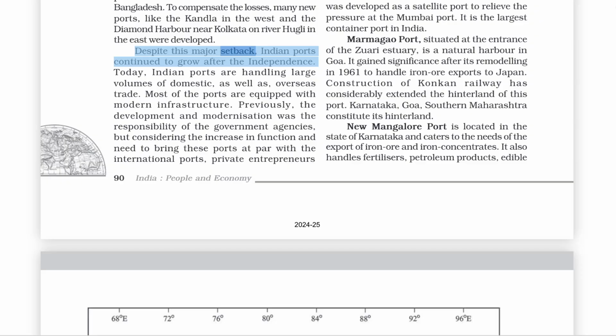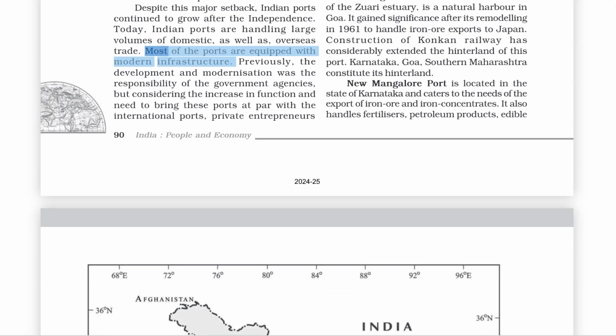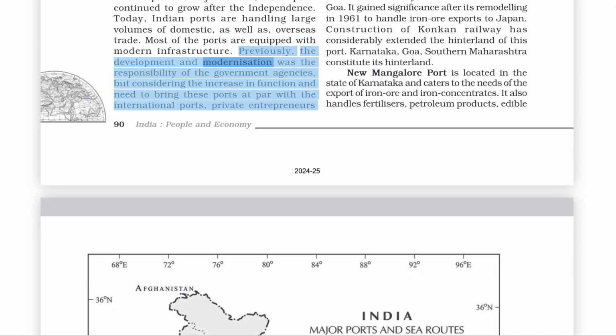Despite this major setback, Indian ports continued to grow after independence. Today, Indian ports are handling large volumes of domestic as well as overseas trade. Most of the ports are equipped with modern infrastructure. Previously, the development and modernization was the responsibility of government agencies, but considering the increase in function and need to bring these ports at par with the international ports, private entrepreneurs.